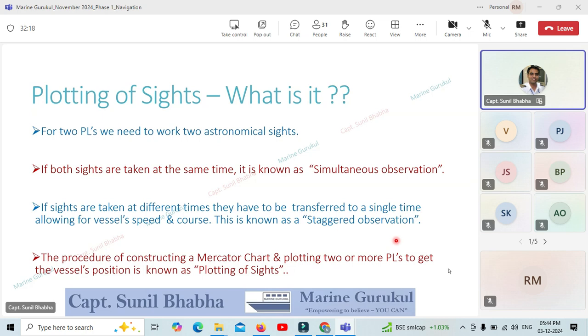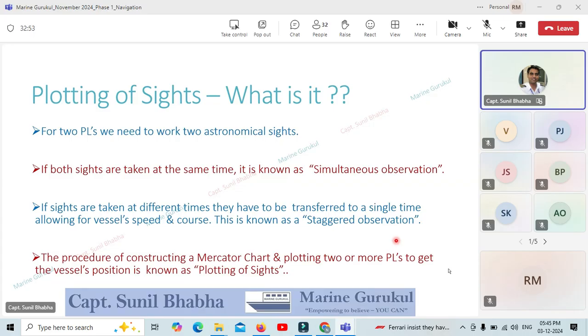But in our paper, the plotting questions, staggered or simultaneous plot or graphical combination of sights question, may come in the practical navigation part. It may not come under the chart work part. So usually it appears as question number 5 or 6 of our paper, and it does not relate to the chart which is given to us. Means you will not be able to plot these position lines on the chart.